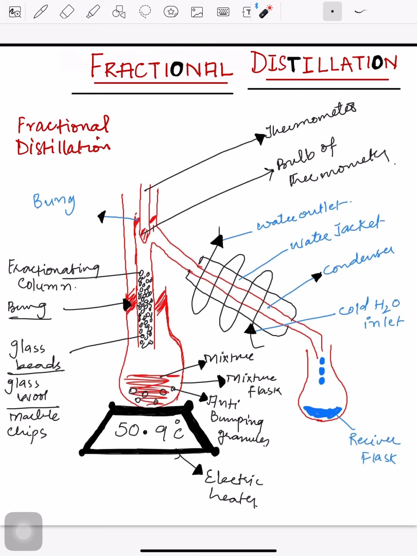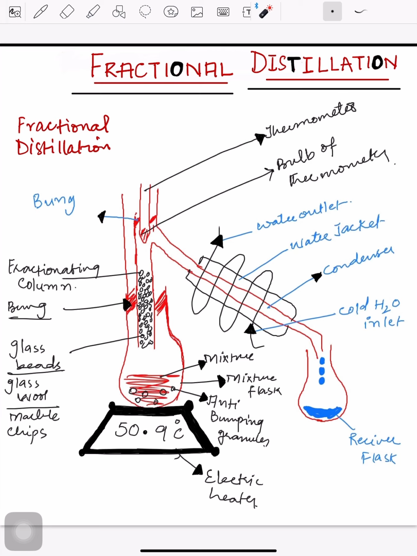Before moving ahead, I would like to inform you that fractional distillation is based upon the physical property of boiling point. Melting point, boiling point, solubility, electrical conductivity, density, etc. are called physical properties. So fractional distillation is based upon the physical property of boiling point. Depending upon the difference between two, three, or even more than three, we can separate the fractions at their specific boiling points.